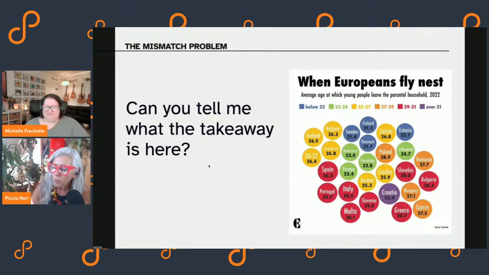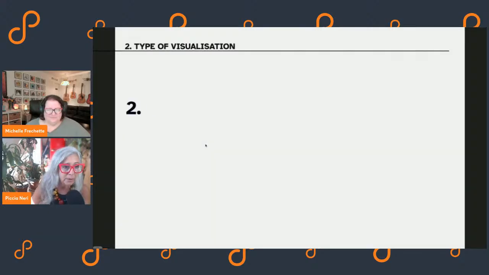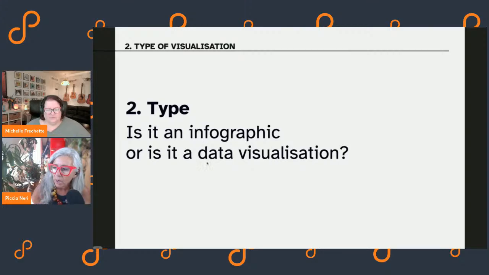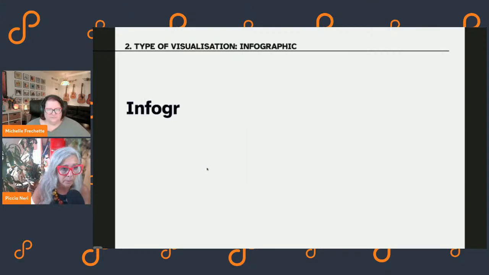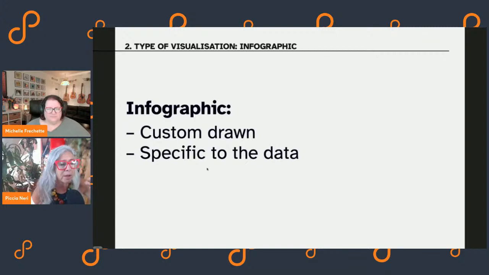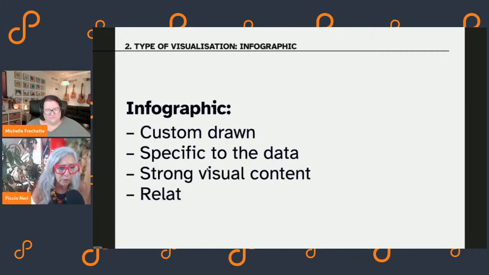But Skittles. So another thing that people get very confused about is the type of data visualization, because when you say data visualization, sometimes people can't tell the difference between an infographic and a data visualization. Now, this is an important difference, because an infographic is custom drawn and it's specific to the data. So it's not a generic type that you can apply to any kind of data, and it has a strong visual content, and it's relatively data poor.